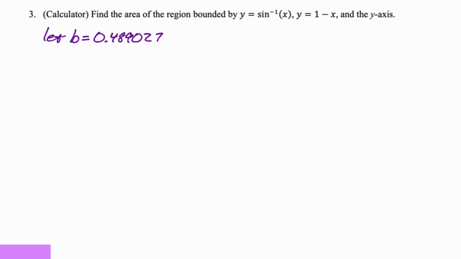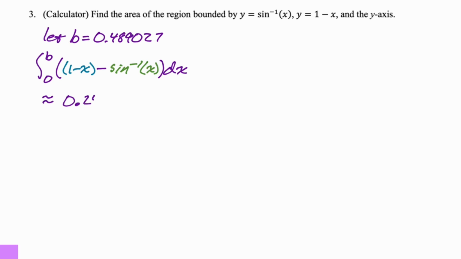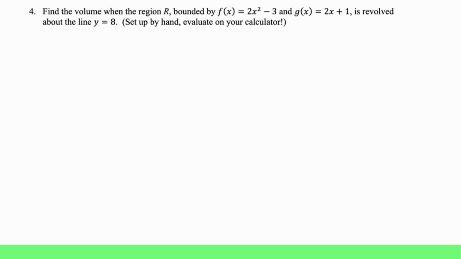Then we're doing the integral from 0 to b of the top curve minus the bottom curve. So the top is 1 minus x, the bottom is arcsine of x, and dx. And then our calculator figured out that the answer is approximately 0.247. So good calculator problem. Make sure you know all of those calculator skills and how to do the problem. All right, let's look at the next one.